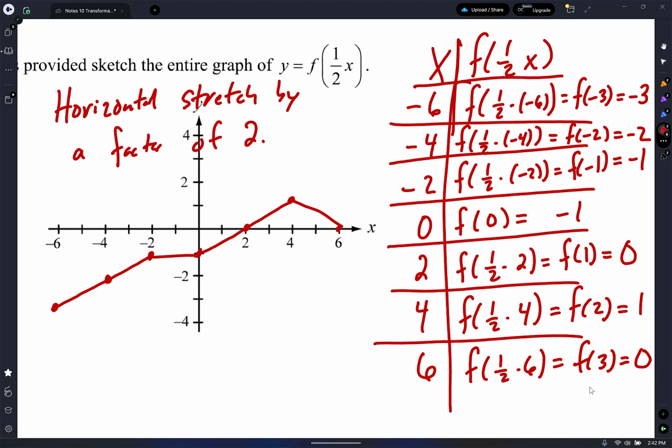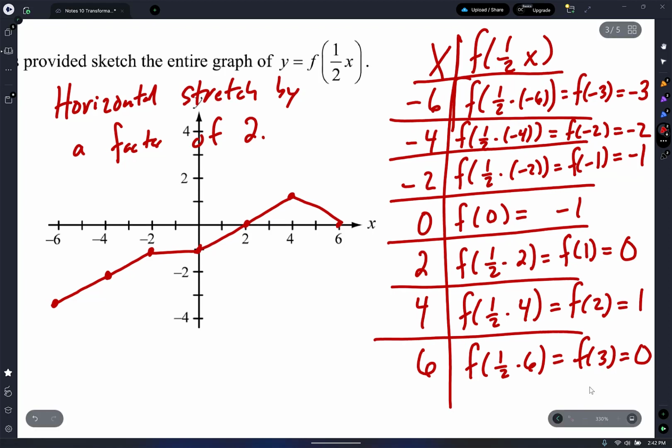All right, focus on these. Focus, guys. Now you're no longer robots, and you know why. Cool or not cool? Because this one has a stretch by a factor of 2, so I did 3 times 2. So 3 times 2 is 6, 2 times 2 is 4, 1 times 2 is 2. You know what I mean? So your x values have doubled.